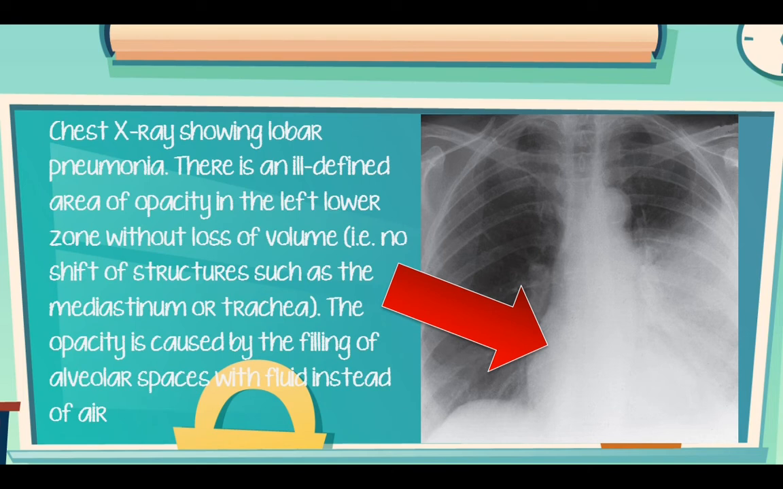Chest X-ray showing lobar pneumonia. There is an ill-defined area of opacity in the left lower zone without loss of volume, such as no shift of structures such as the mediastinum or trachea. The opacity is caused by the filling of alveolar spaces with fluid instead of air.